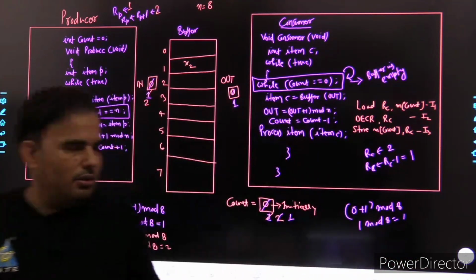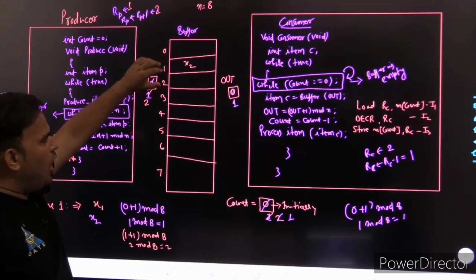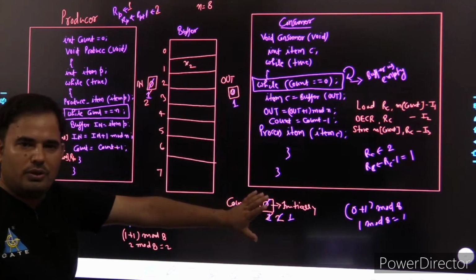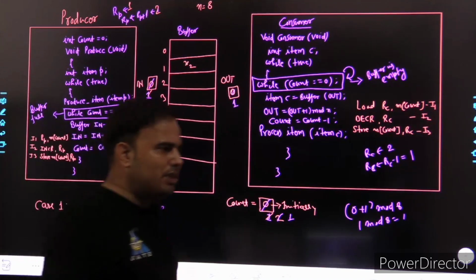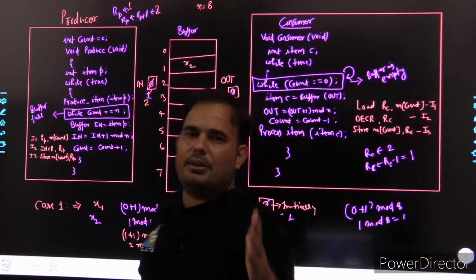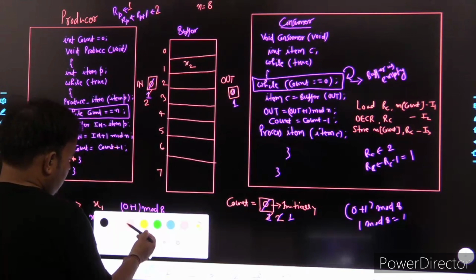Understand clearly? So now how many items do we have in the buffer? Only 1, and count is also showing 1. So this is case 1. Now this way, the producer can produce the items and the consumer can consume the items. So what is the problem in this producer consumer process?